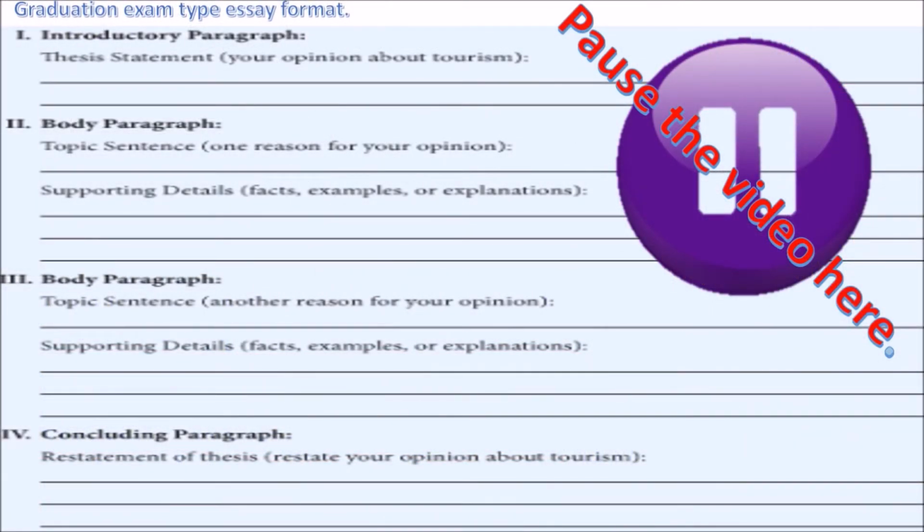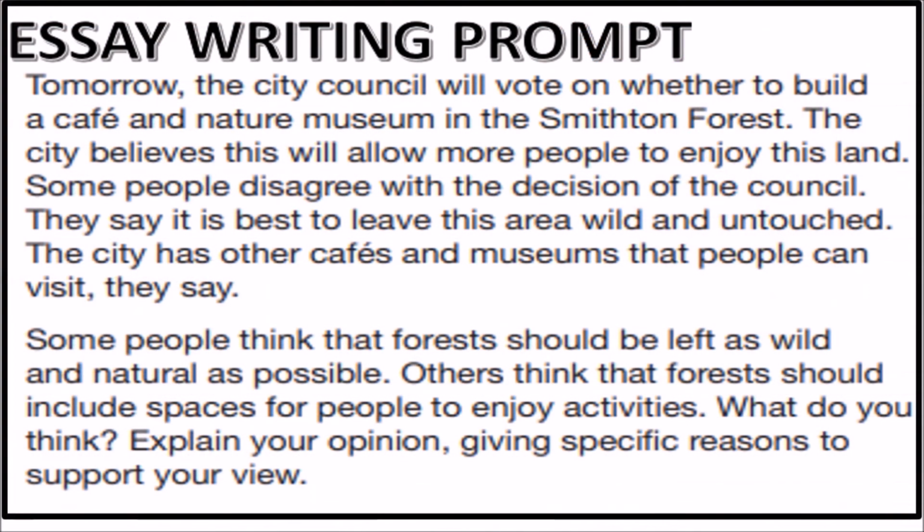Now in this part, it would be a good idea for you to stop or pause the video here and take a picture because this is how we should structure our essay. We have the 4 parts of a graduation exam type essay. This here is the essay writing prompt. This is an example of a prompt. We're going to read this prompt. So an essay prompt is the topic to write about. Let's read this prompt and then we have to write about it.